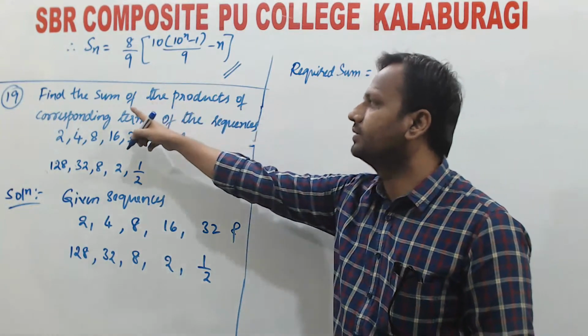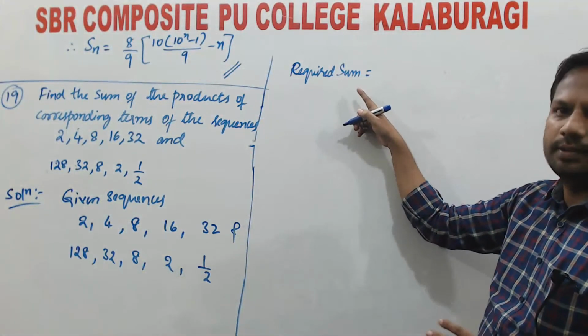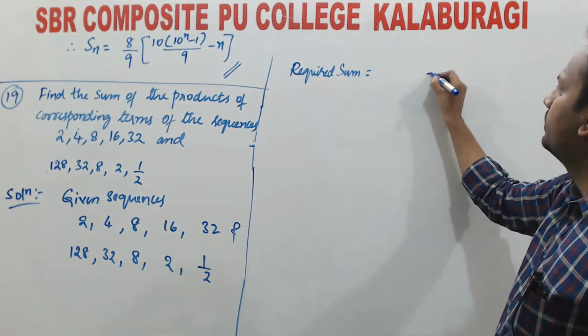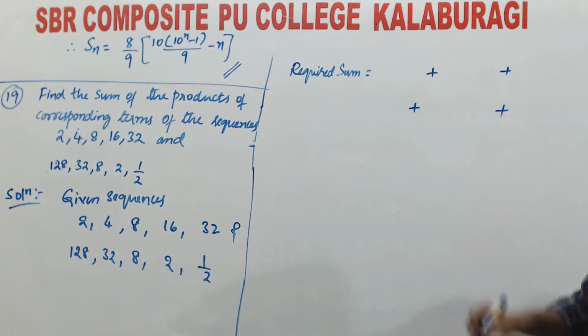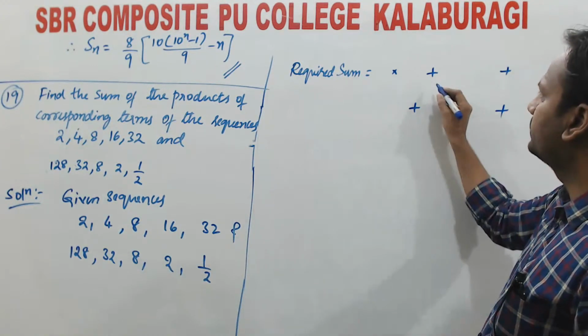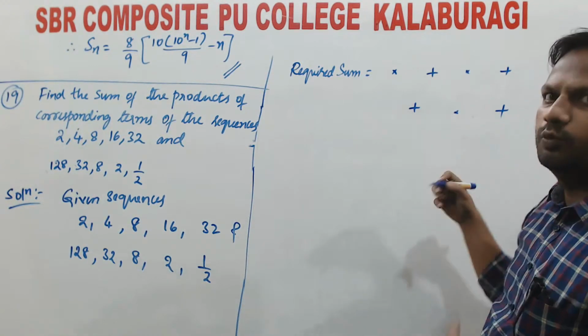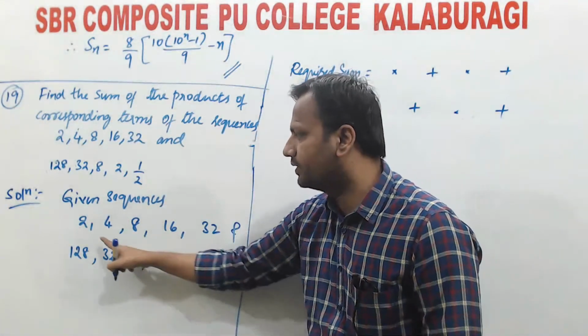Right? They are saying find the sum of. Yes or no? So that is the required sum here. Find the sum of, addition of, find the sum of products of corresponding terms of the sequences.